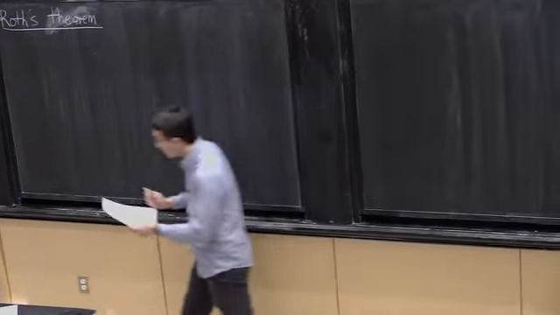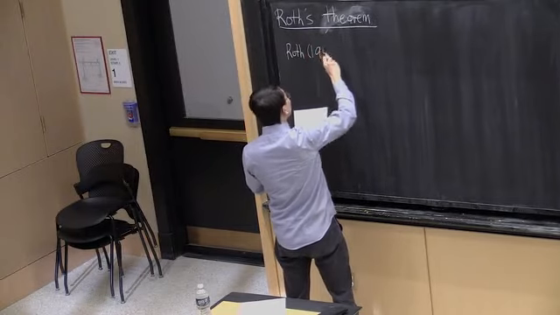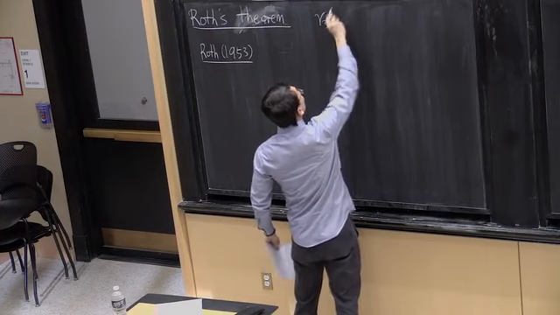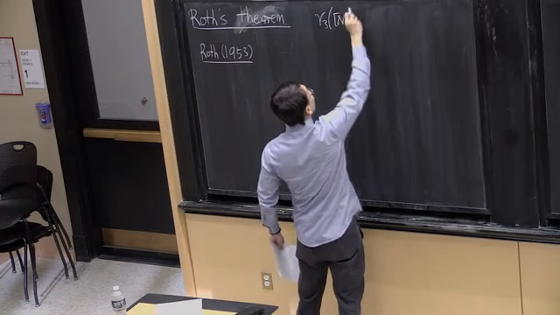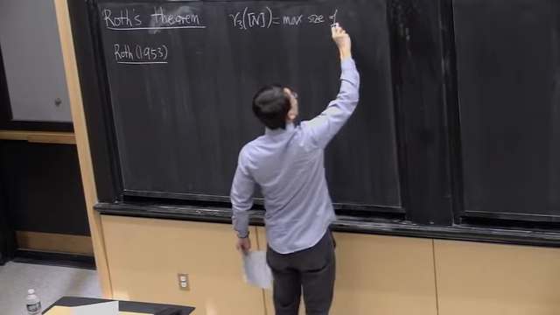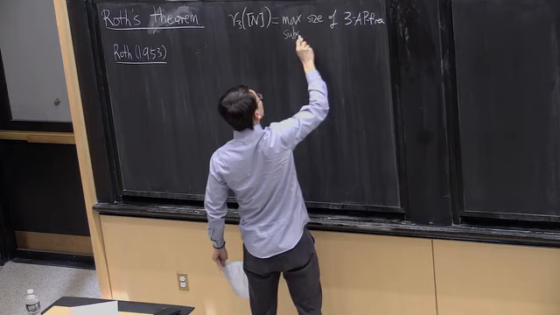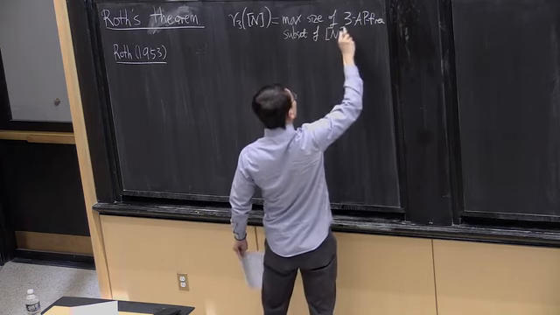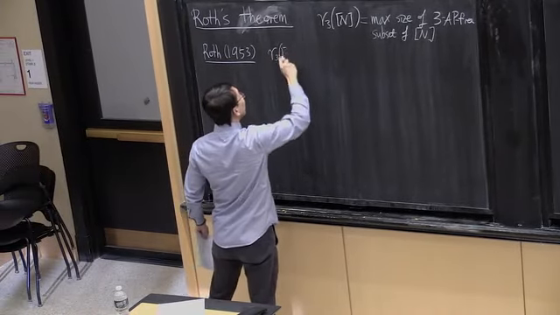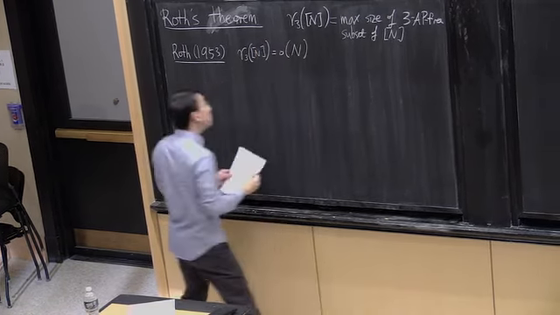Let me remind you what Roth's theorem says. So Roth proved in 1953 that if we write R sub 3 of interval n to be the maximum size of a 3AP-free subset of 1 through n, then Roth showed that R3 of n is little o of n.